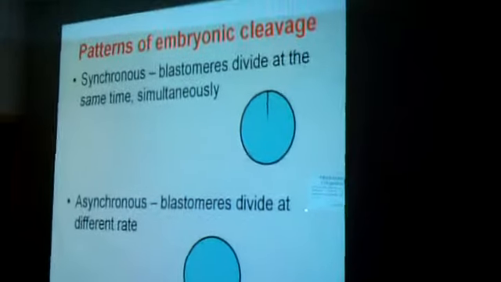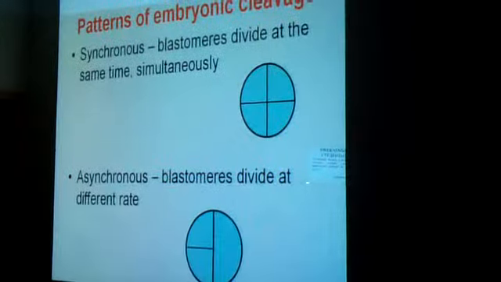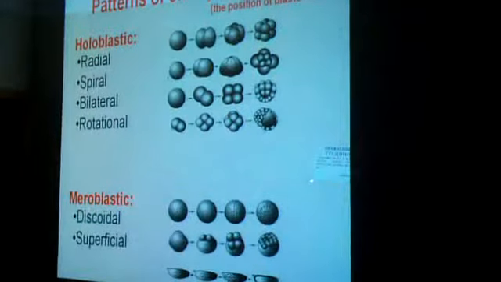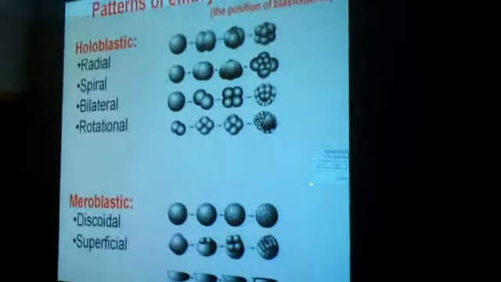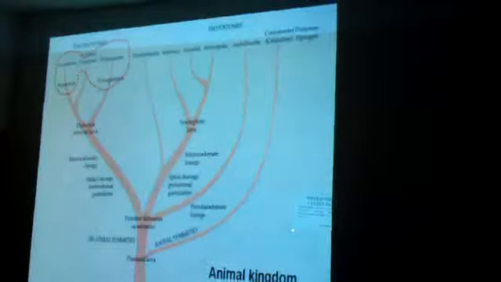Synchronous and asynchronous is when they divide in different types. So there are different types of cleavage in different animals. Let's leave it. If you need, I can copy you the whole lecture.